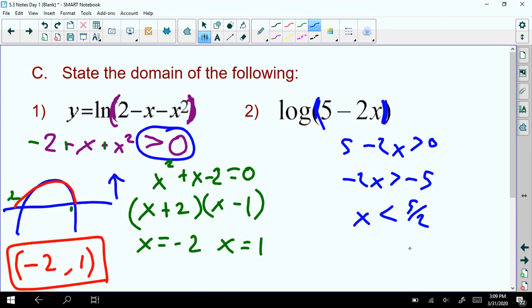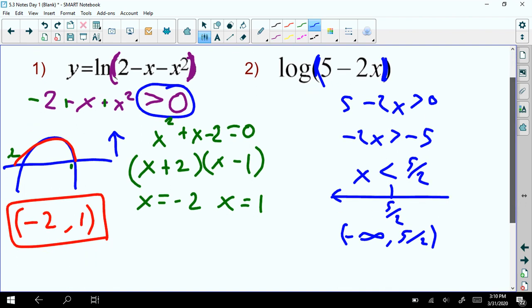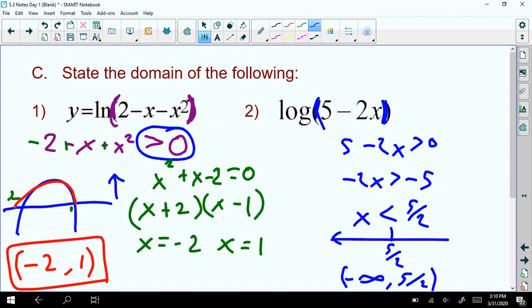And then as an interval, if you want to start by graphing that, that's totally okay. It'd be 5 halves. And then it's less than, so we're going to the left. And it's not equal to, so it is a parenthesis there. So that would be negative infinity to 5 halves with a parenthesis, and infinity always gets a parenthesis. So that's it for domain. You always take parentheses greater than 0.